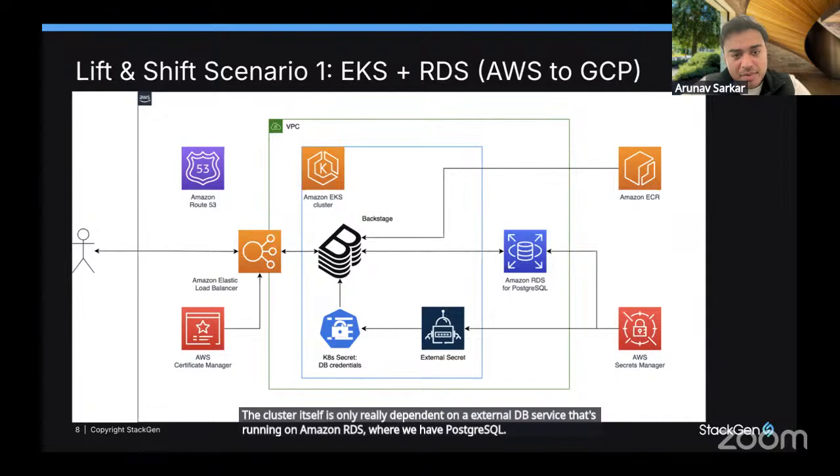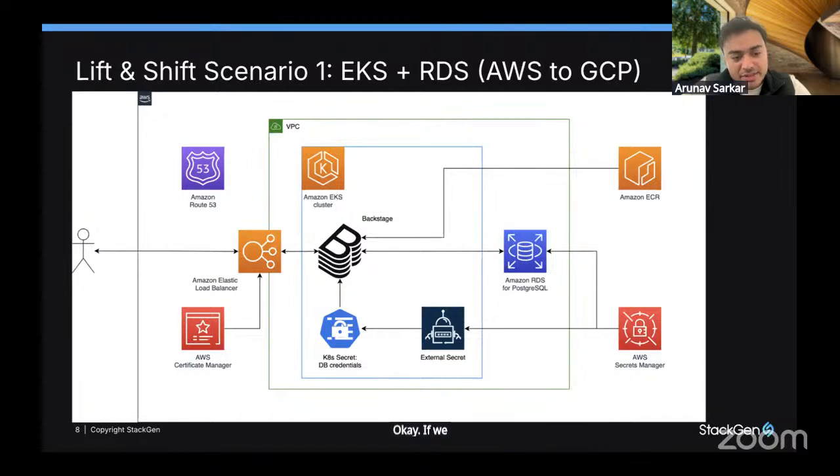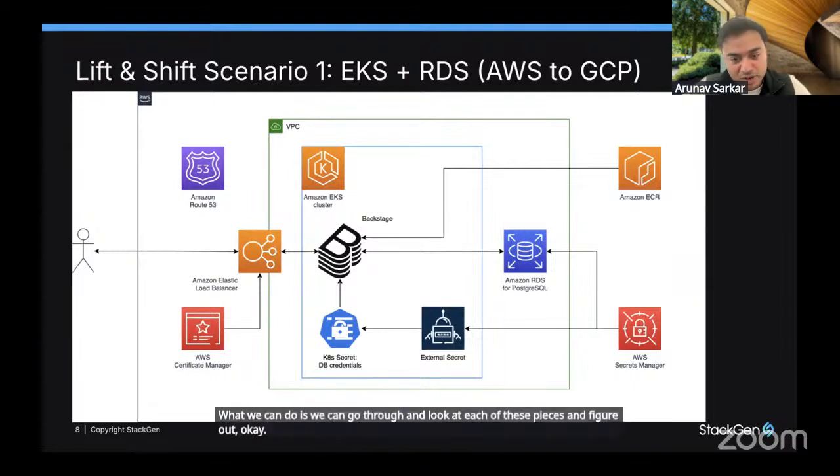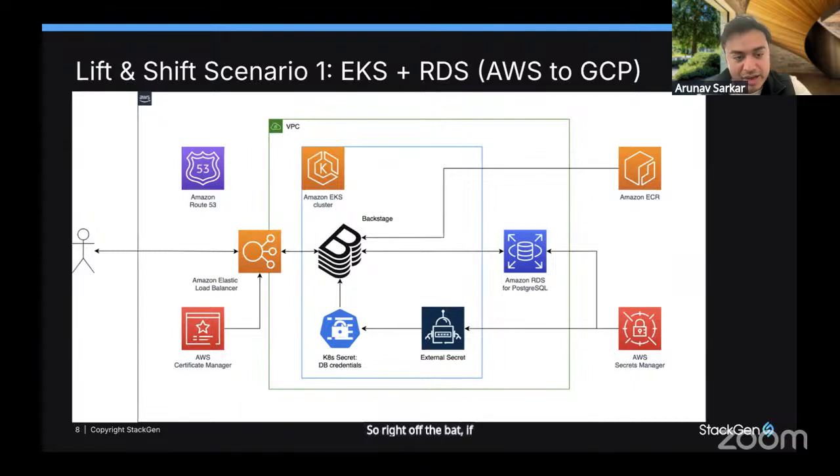Okay. If we have to look at this application and decide whether a lift and shift is good, what we can do is go through and look at each of these pieces and figure out which of them have a one-to-one equivalent, and is there any issue moving it into an equivalent without refactoring? So right off the bat, if we start with the outermost options, say Route 53, Cert Manager, AWS Secrets Manager, and then Amazon ECR.